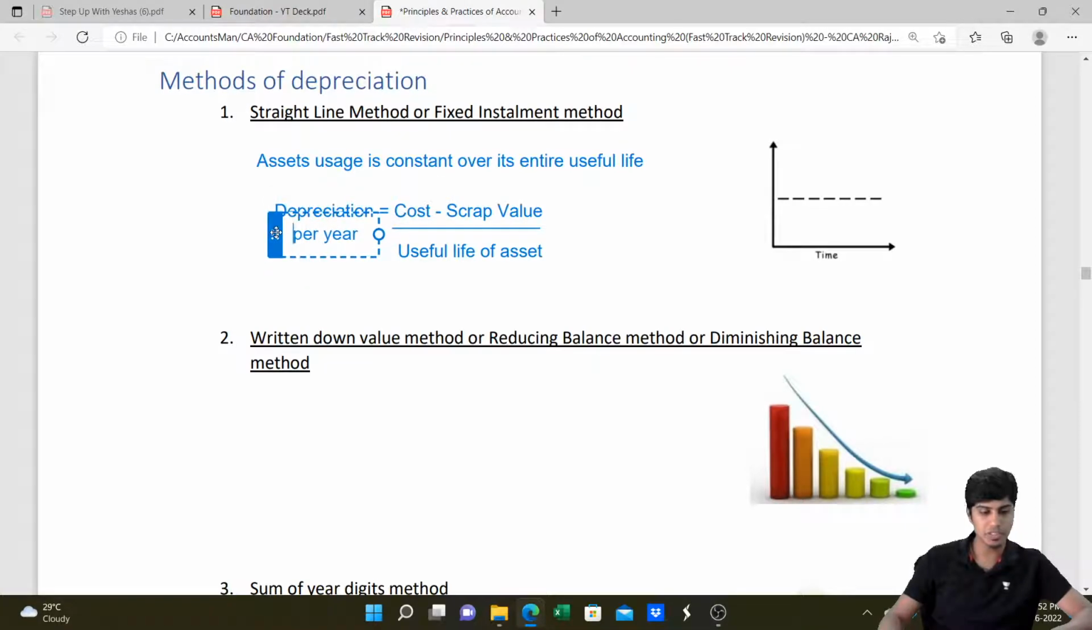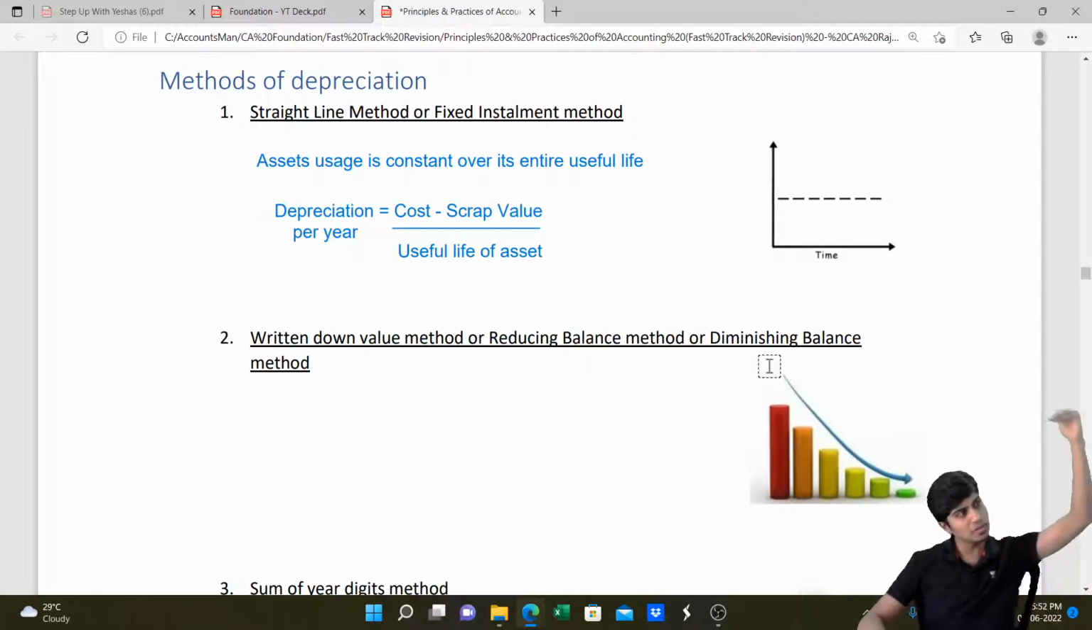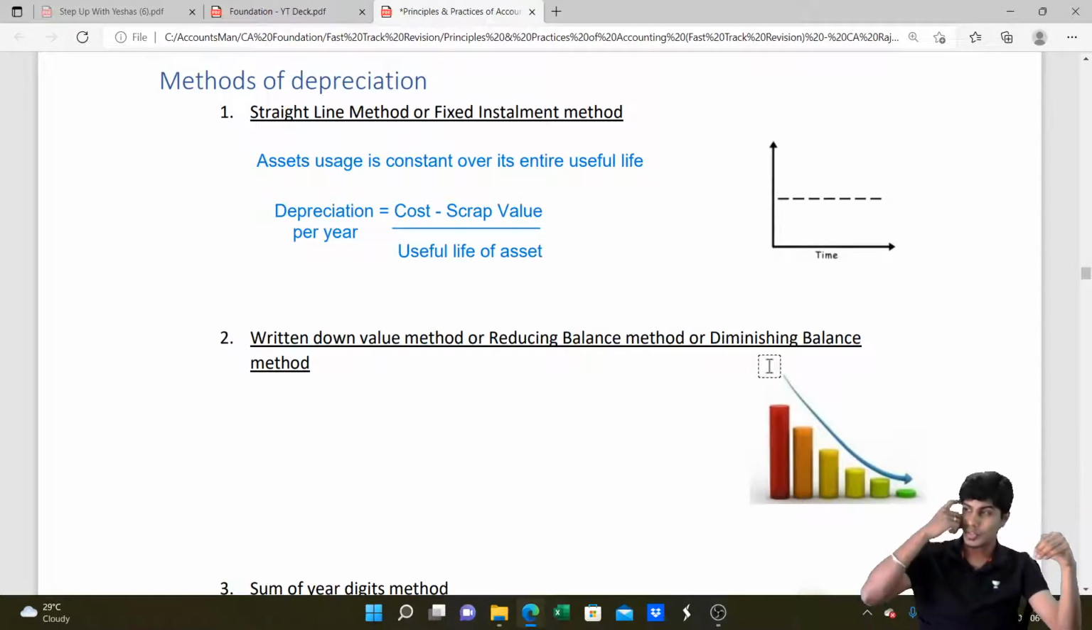And this per year depreciation is constant, it doesn't change. Depreciation of year 1 is equal to that of year 2, is equal to that of year 3, is equal to that of year 4 and everything. It's going to stay constant, it is not going to change. However, under written down value method, that's not how it's going to be. The depreciation is going to go with a slide.